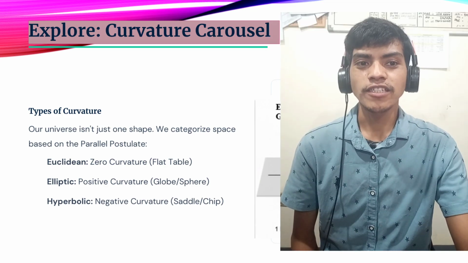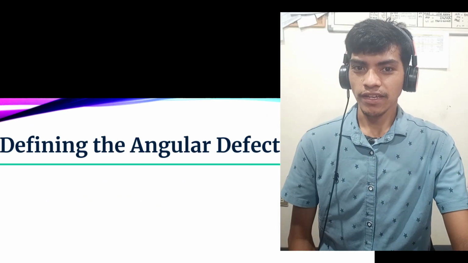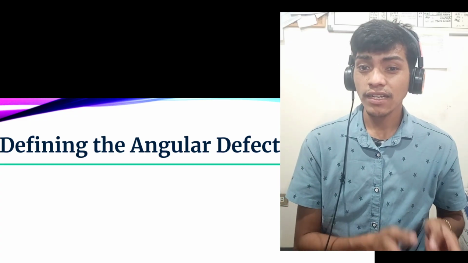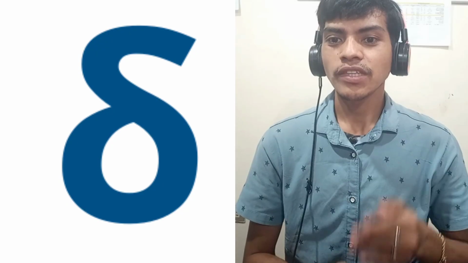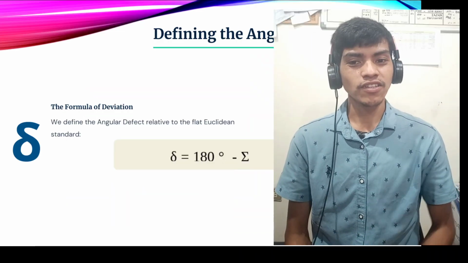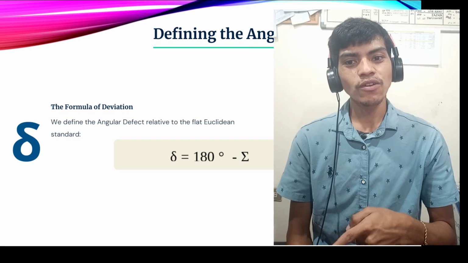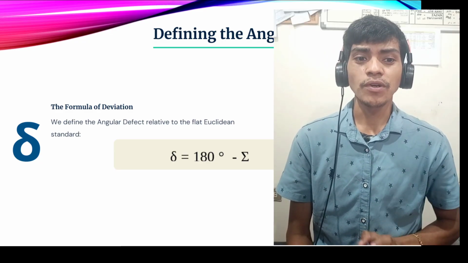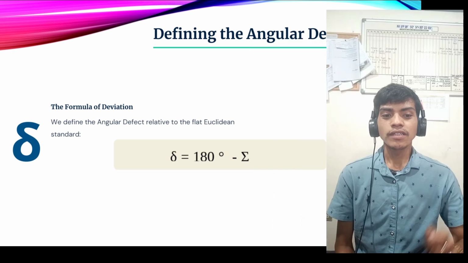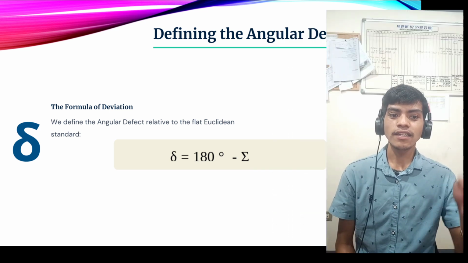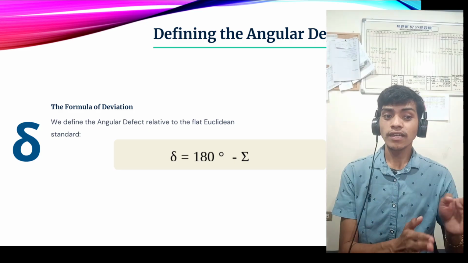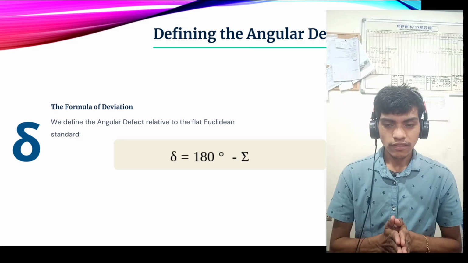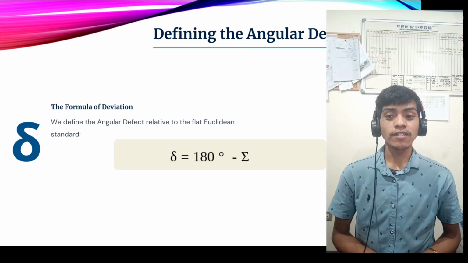Now let's proceed to define angular defect. Here we are. How do we formulate the deviation, delta? We find the angular defect relative to the flat Euclidean standard. As you see, the formula is delta equals 180 degrees minus sigma, the summation. This is our primary formula. The angular defect, or delta, the calculation is simple: delta equals 180 degrees minus sigma, which is the total angle sum.